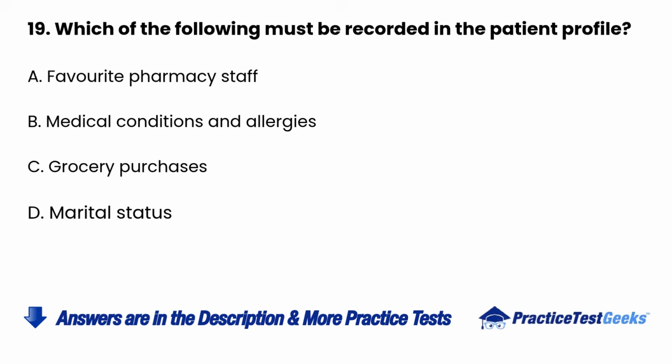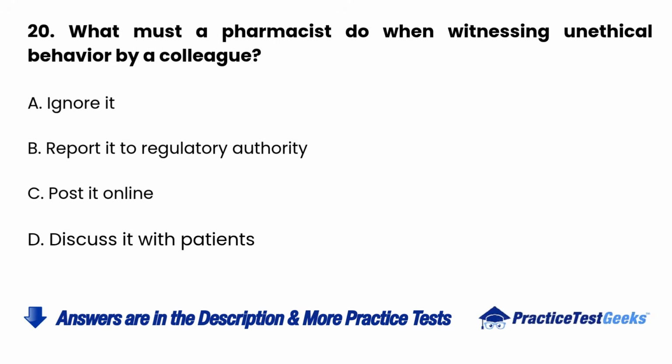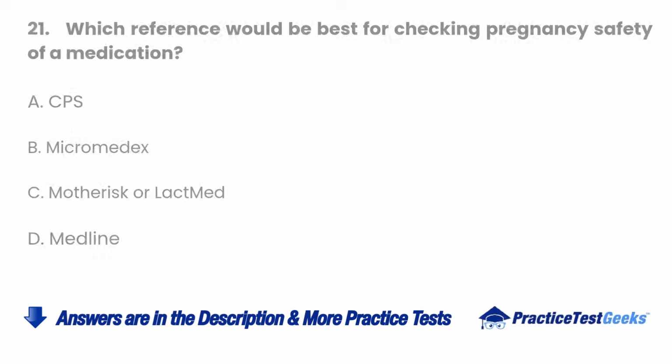19. Which of the following must be recorded in the patient profile? A. Favorite pharmacy staff. B. Medical conditions and allergies. C. Grocery purchases. D. Marital status. 20. What must a pharmacist do when witnessing unethical behavior by a colleague? A. Ignore it. B. Report it to regulatory authority. C. Post it online. D. Discuss it with patients.